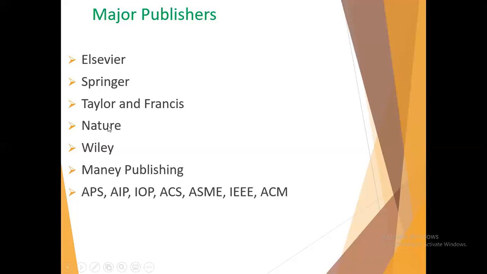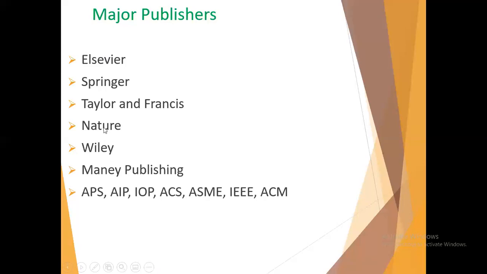At the same time, Nature, Wiley, and Many Publishing, all these are considered very prestigious, very good publishers. Any journal from these publishers you can follow, because in each publisher you'll find a different kind of journal. A lot of journals are there. You can consider high impact factor journals, low impact factor journals, or you may find Scopus indexed journals, SCI journals, SSCI journals. So in that way, I can say that these six are the good publishers.